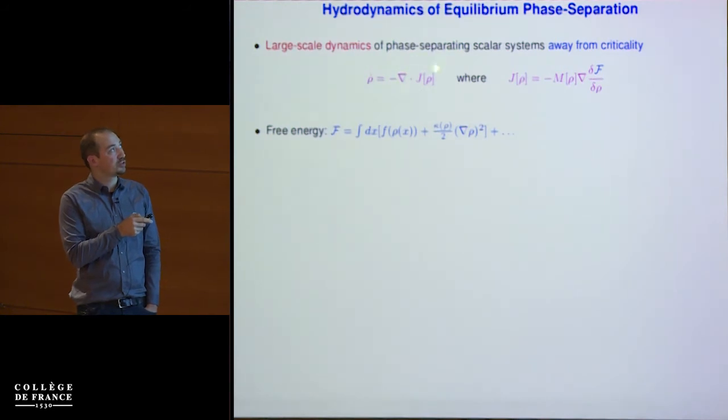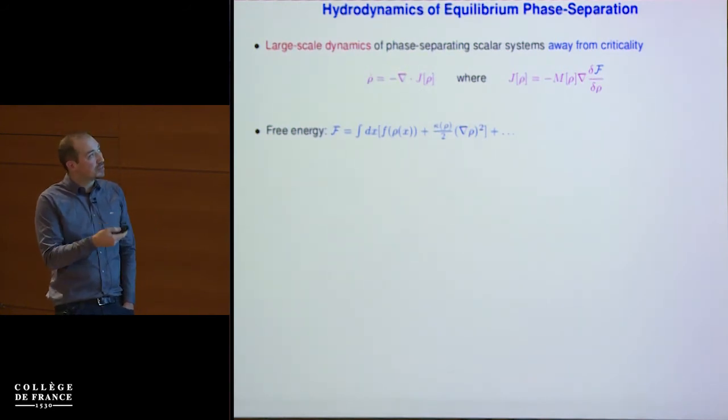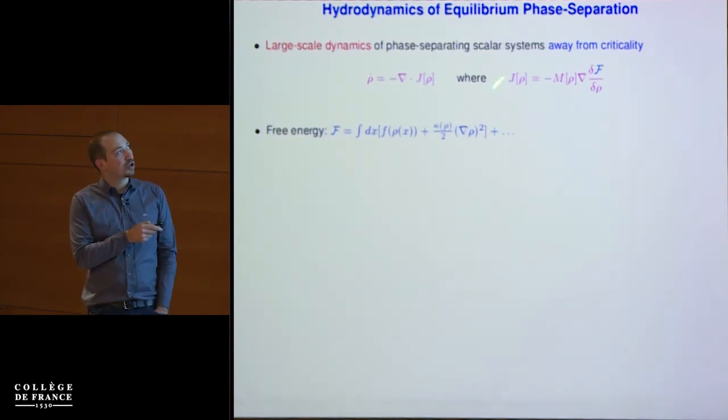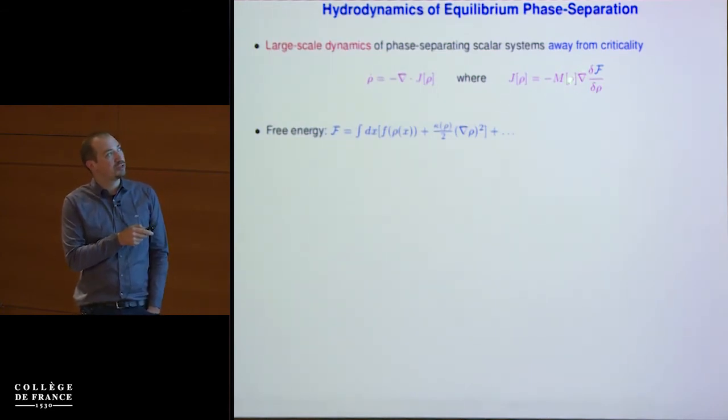Rho dot is minus the divergence of a current. If I'm in equilibrium, which is not the case for the bacteria, typically the current will be minus a mobility times the gradient of a functional derivative.